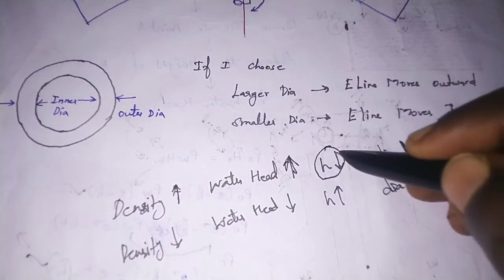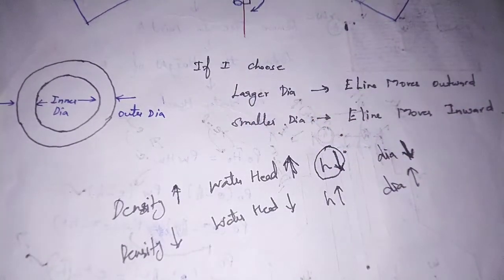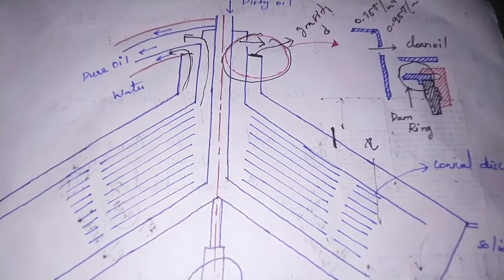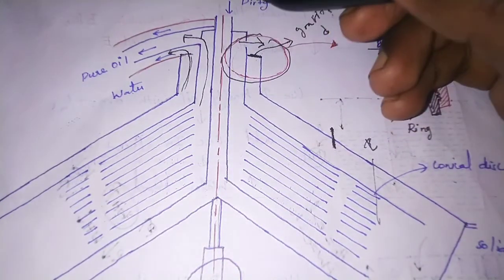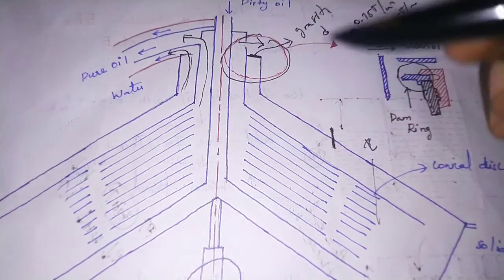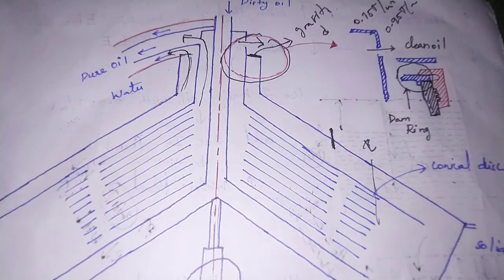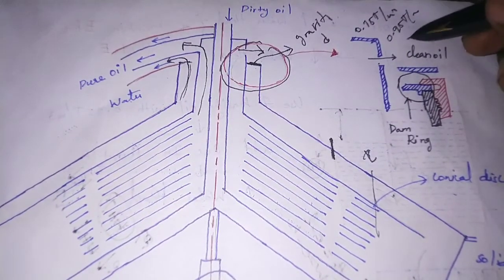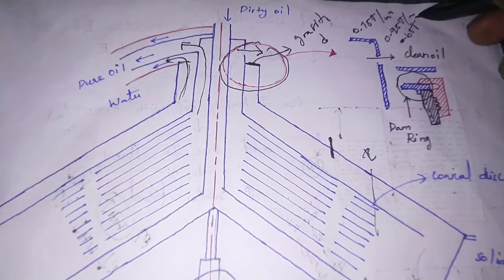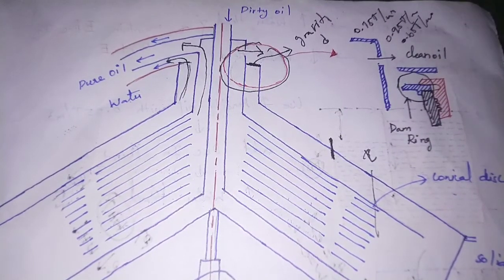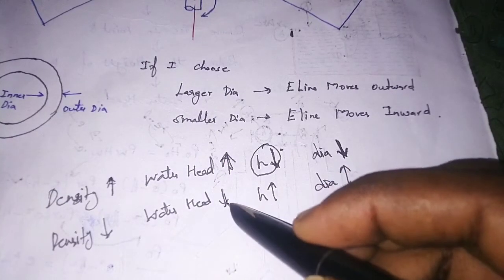How can I decrease the H value? By decreasing the diameter. So if I use higher density oil, I can reduce the diameter of the gravity disk. By reducing the diameter of the gravity disk, I can maintain the E line at point E. Now if I reduce the density to 0.65 tons per meter cube, what will happen to the purifier?